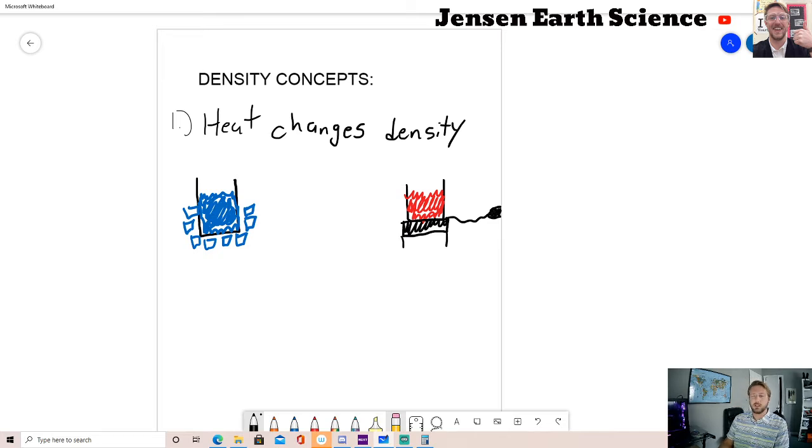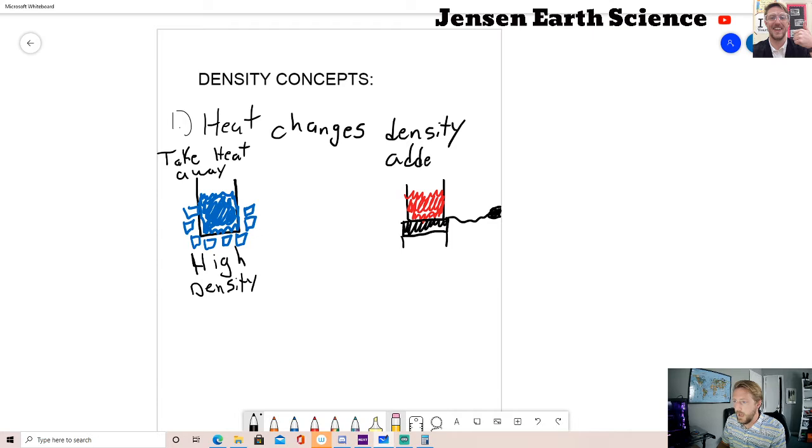So what happened to the densities of each that made the red water go on the top and the blue water go on the bottom? So when we are cooling, or taking away heat, we are creating a high density. Because we made this cold, or we took heat away, we created water, the blue water, that had a high density. When I added heat to this water, we were creating water with a low density.